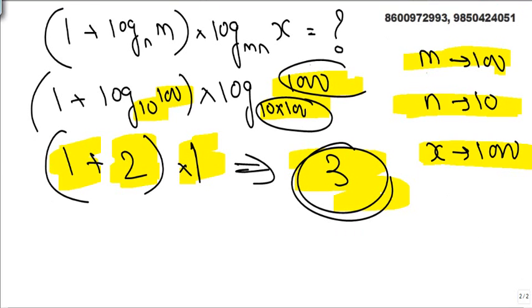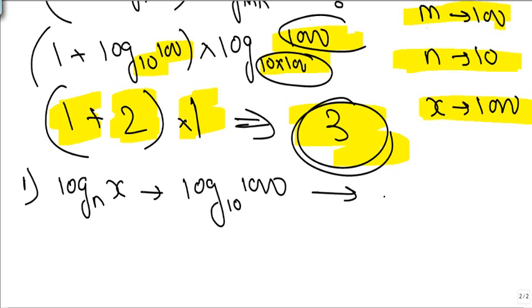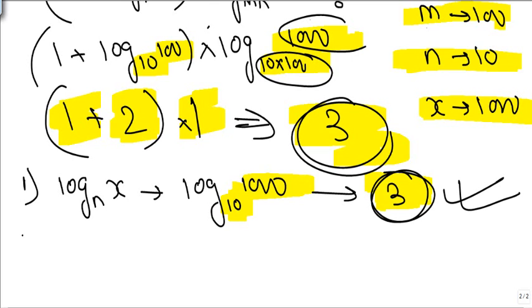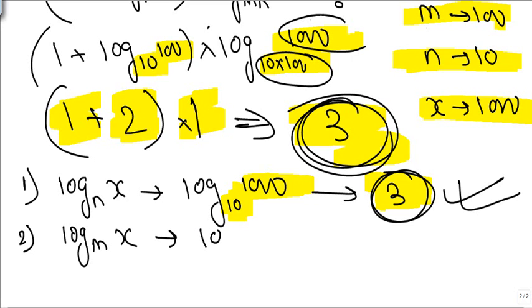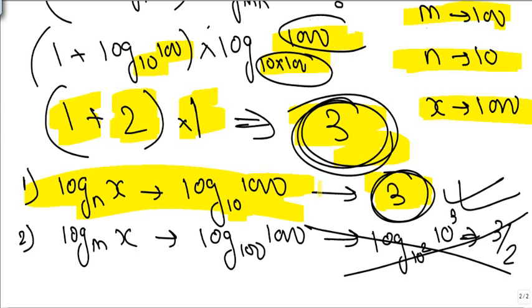Now based on the answer options, let's try it. Answer option 1 says log to the base n of x. We took n as 10 and x as 1000. 10 cube is 1000. The answer comes out as 3. 10 raised to what is 1000? 3. The answer came. But if you try the second option, we need 3 here. Log to the base m of x will not come. 1000 will be the answer. Log to the base 10 squared of 10 cube, it will be 3 by 2. So that's why, luckily in the first trial, that's the best way of doing it if you don't know anything.